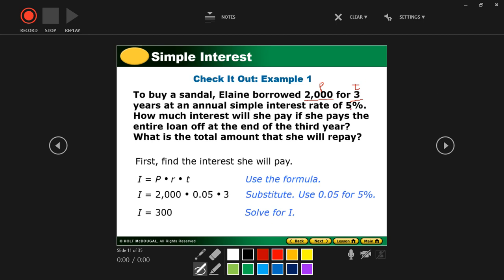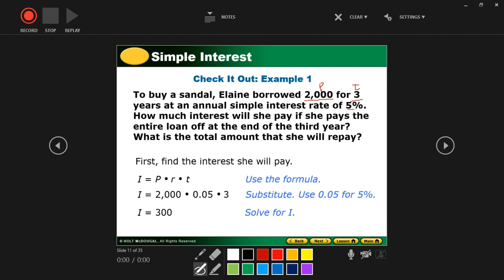Okay, with a simple interest of 5%. How much interest will she pay if she pays the entire loan off at the end of the third year? So, impasan daw ni Elaine after 3 years ng iyahang utang, no, with a 5% interest. What is the total amount that she will repay?